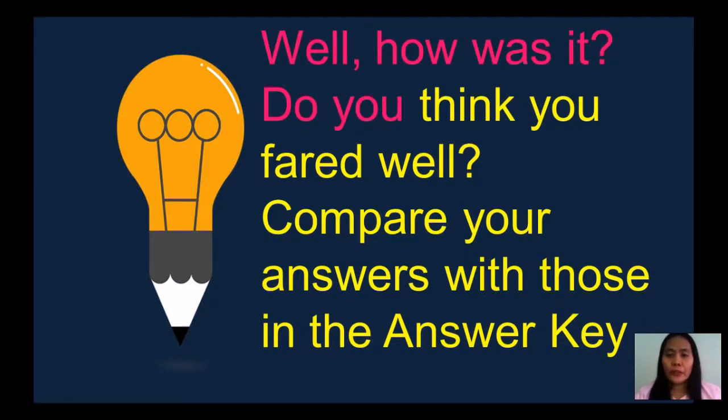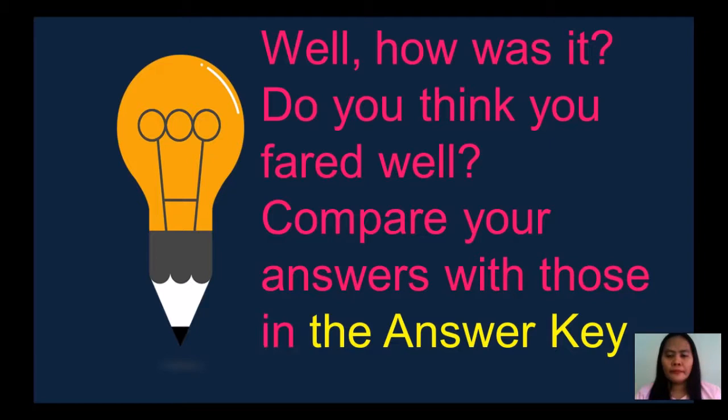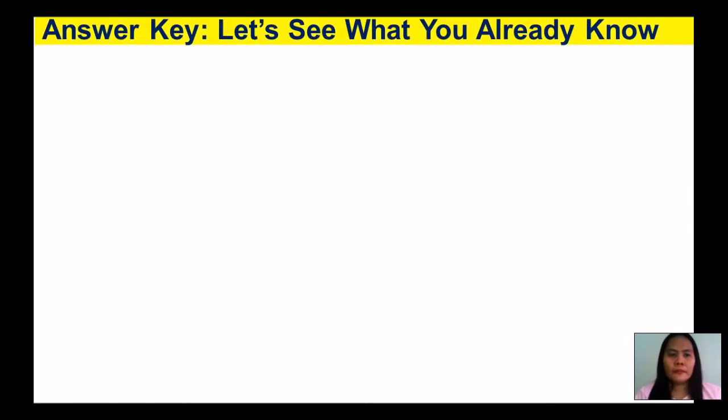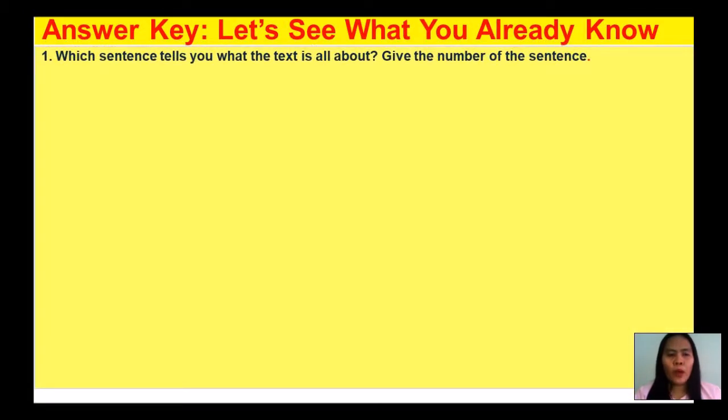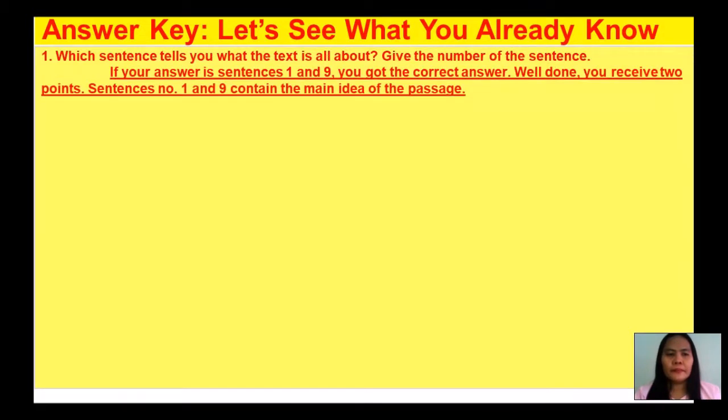Well, how was it? Do you think you fared well? Compare your answers with those in the answer key. Number 1. Which sentence tells you what the text is all about? Give the number of the sentence. If your answer is sentences 1 and 9, you got the correct answer. Well done, you received 2 points. Sentences 1 and 9 contain the main idea of the passage.